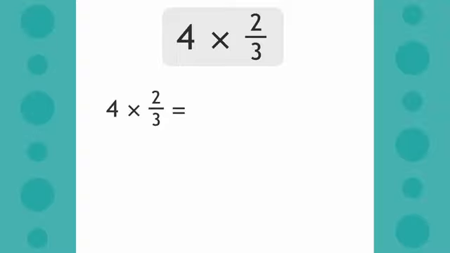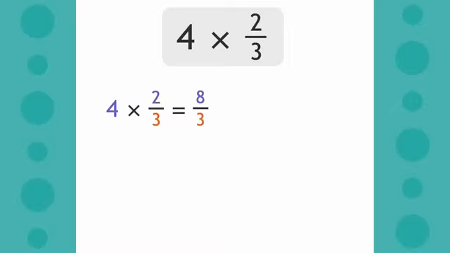First, we'll multiply the whole number 4 by the numerator of our fraction, 2. 4 times 2 equals 8. Next, what should our denominator be? Because we're finding out how many thirds we have in all, we keep the same denominator as our original fraction. The denominator of 2/3 is 3, so our answer is 8/3.